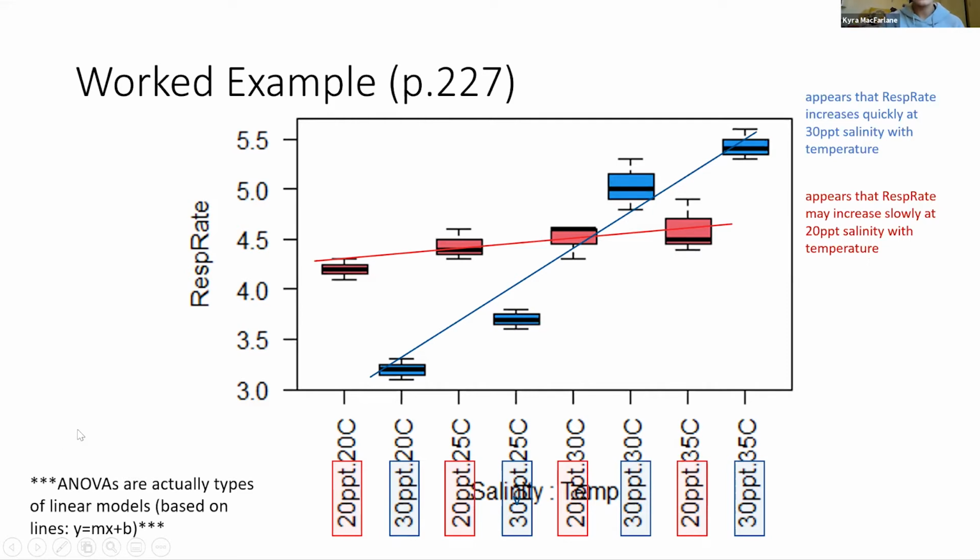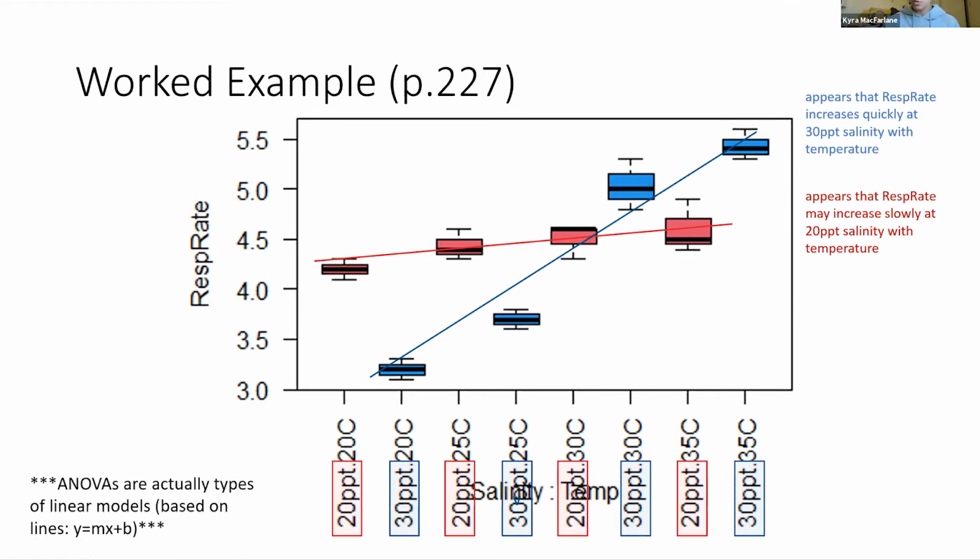And then I have this little note over here. It's kind of a fun fact, I guess, that ANOVAs are actually types of linear models. The people who made ANOVAs based them on lines. But yeah, so this kind of crossing point can indicate to us that there is an interaction.